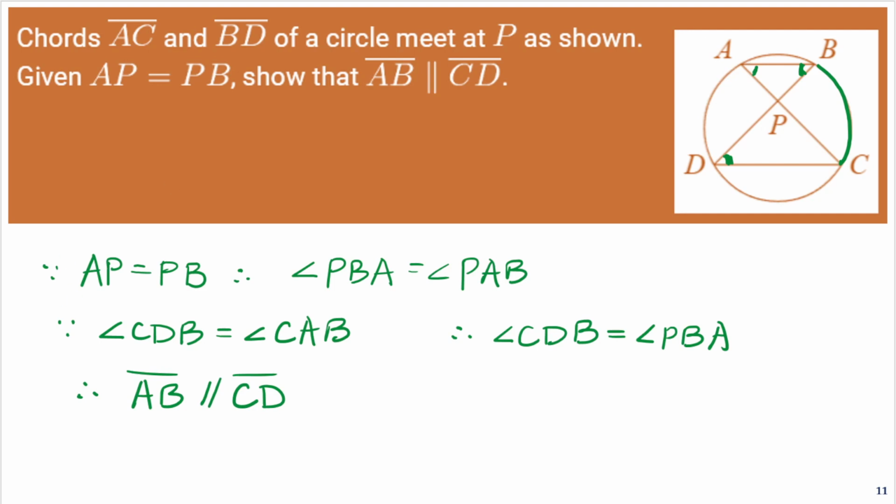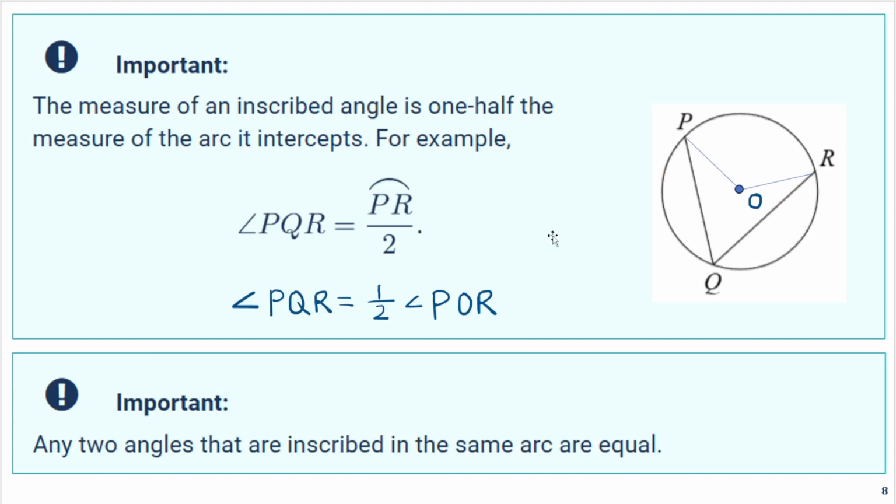Okay, again, let's make a summary here. This is the most important property we have learned so far. The measure of an inscribed angle is 1/2 the measure of the arc it intercepts. Also, from this property, we obviously have the second property here. Any two angles that are inscribed in the same arc are also equal, right?